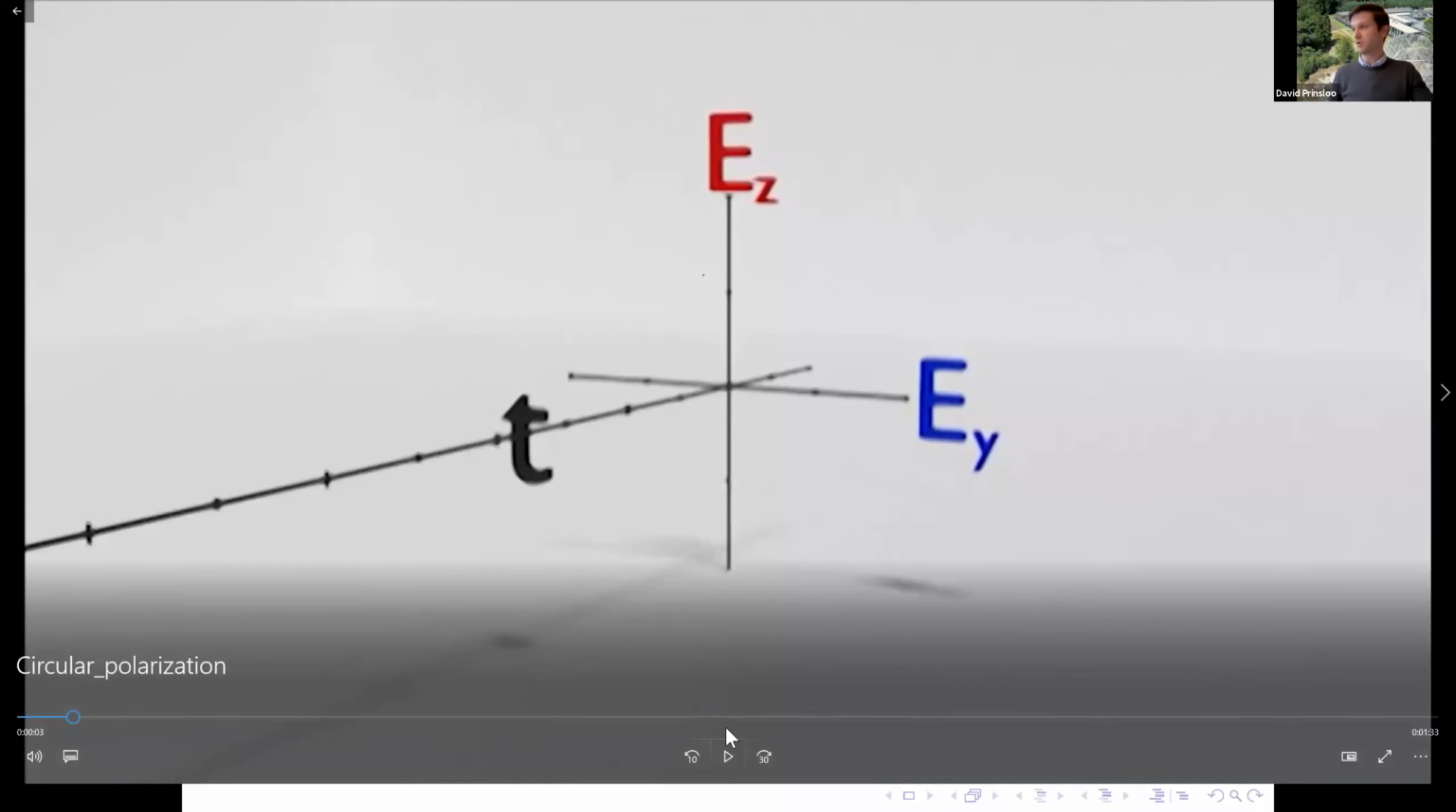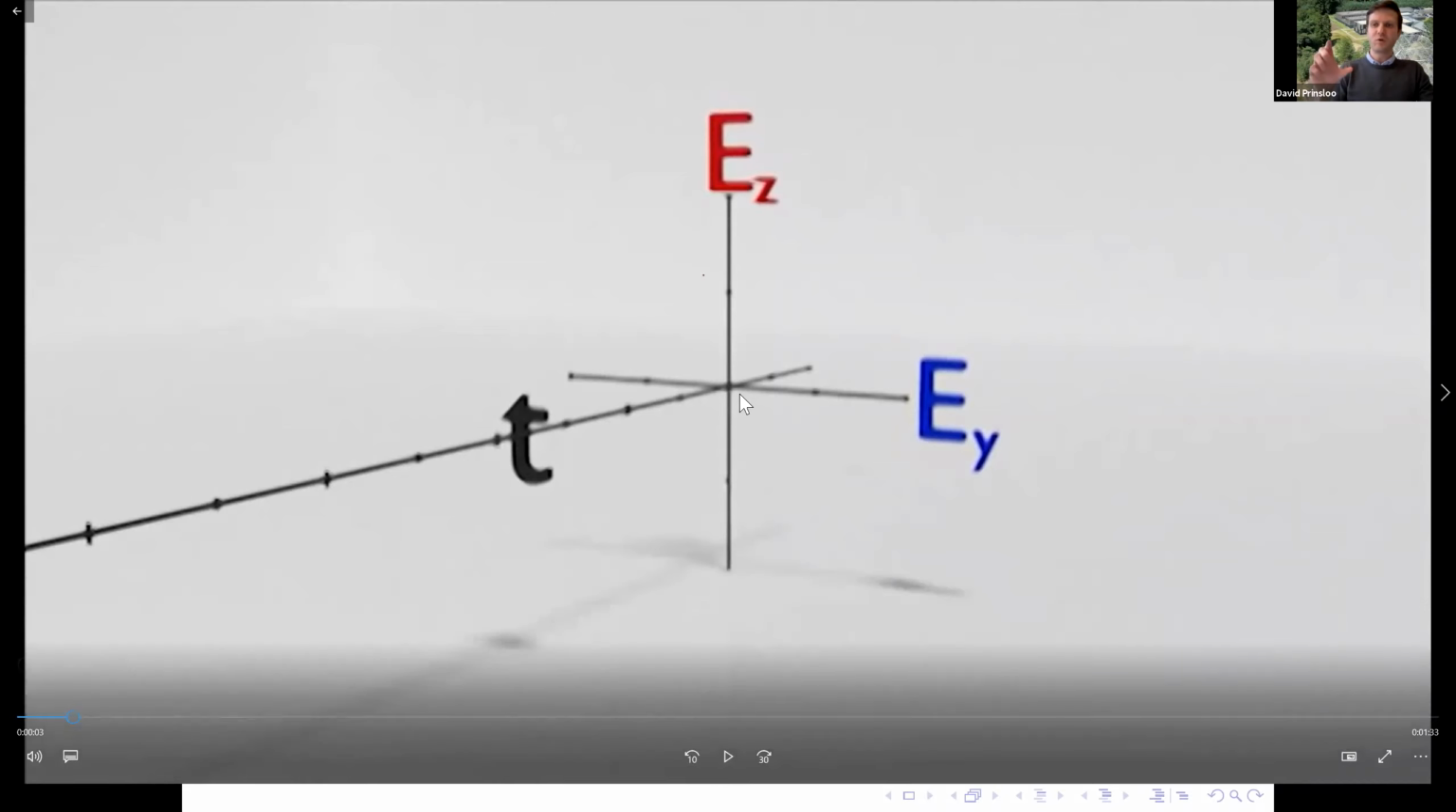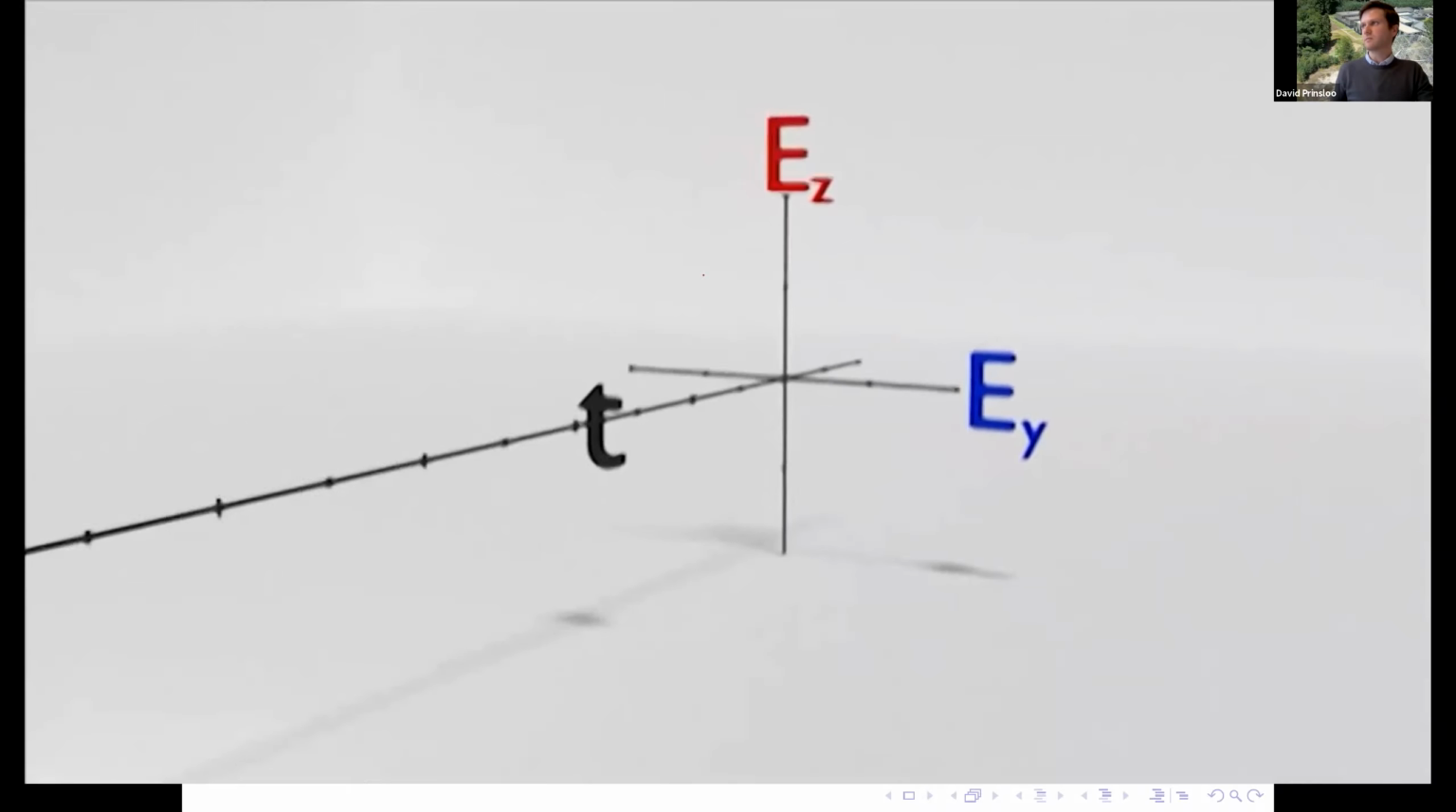Okay, so first of all, what you see here is the two orthogonal field components. You've got the Ez component and the Ey component in this case, but this could be theta and phi as well. We'll see the wave decompose into its two field components, and then ultimately the resulting polarization state that is achieved.